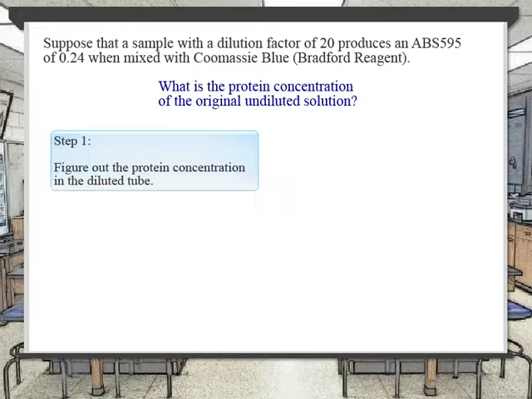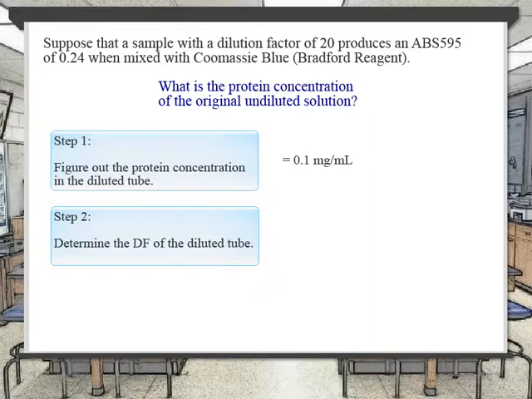To determine this, it is important that standard measurements be made as accurately as possible. What is the protein concentration of a tube that produces an absorbance of 0.24? Based on the standard curve, that is 0.1 milligrams per milliliter.